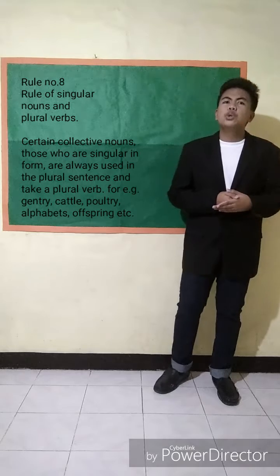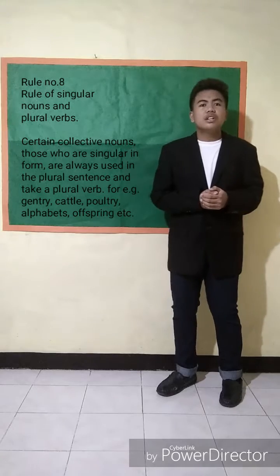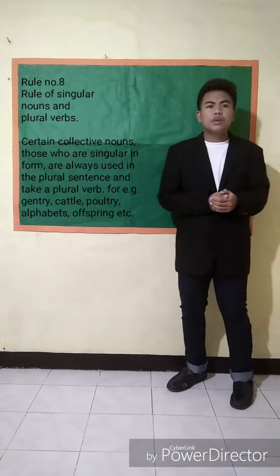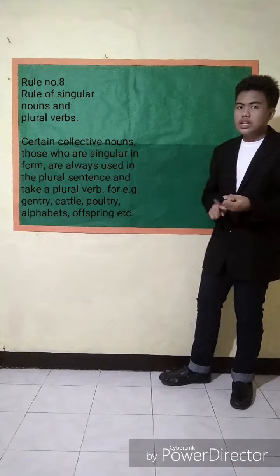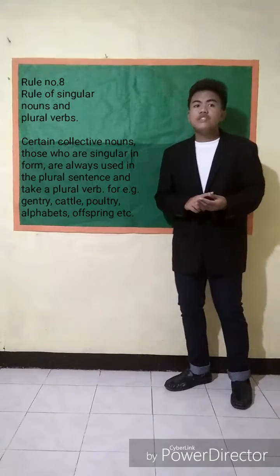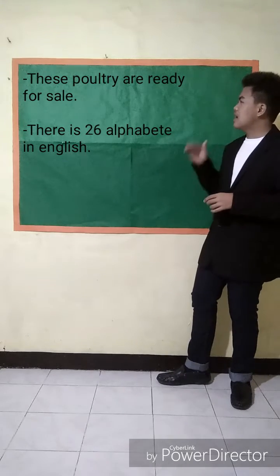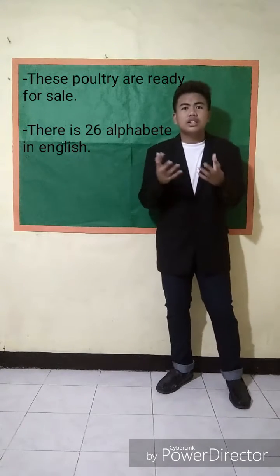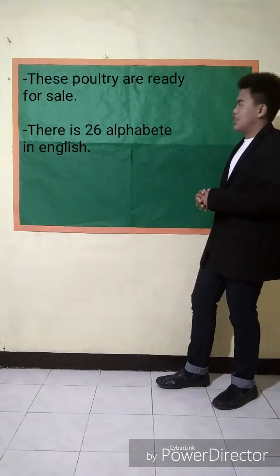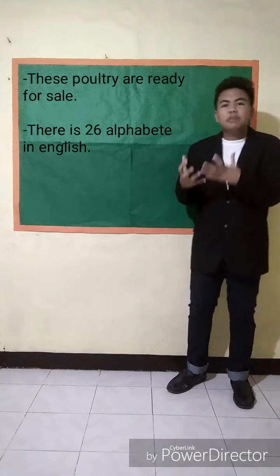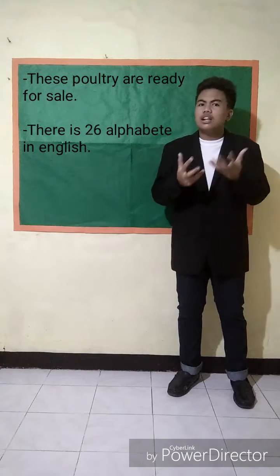Rule number 8: rule of singular nouns and plural verbs. Certain collective nouns, singular in form, are always used in a plural sense and take a plural verb. For example: gentry, cattle, poultry, alphabets, offspring, etc. Example: these poultry are ready for sale. The word poultry is a singular noun that takes a plural verb. Another: this is our 26-letter alphabet in English.